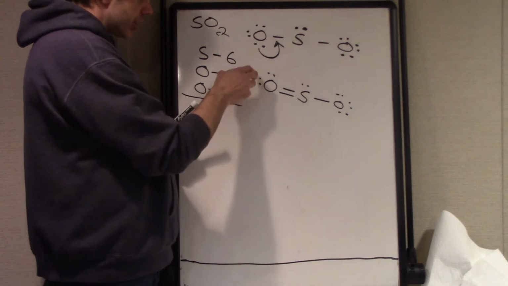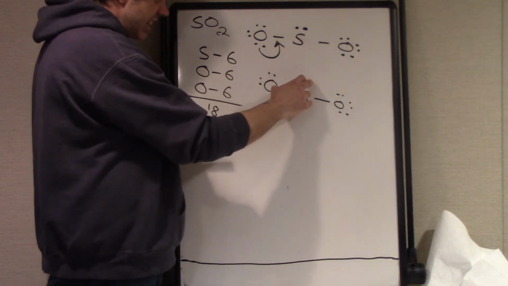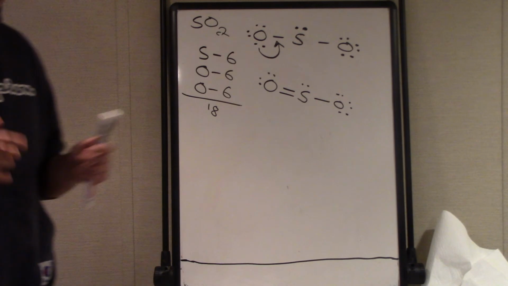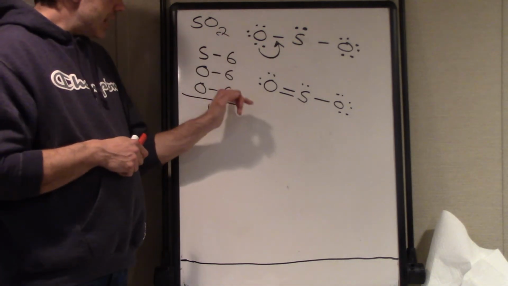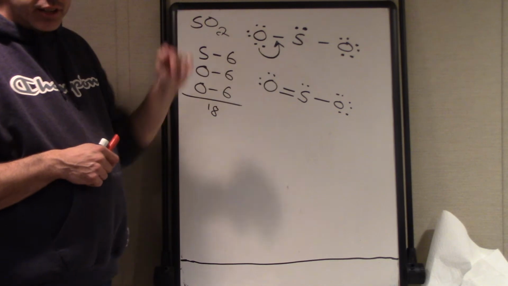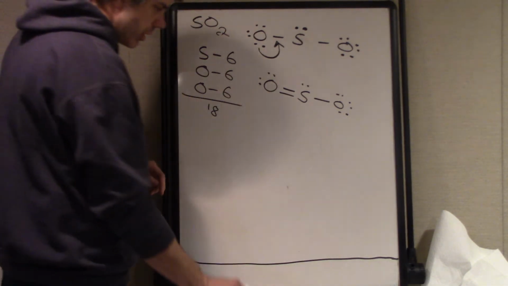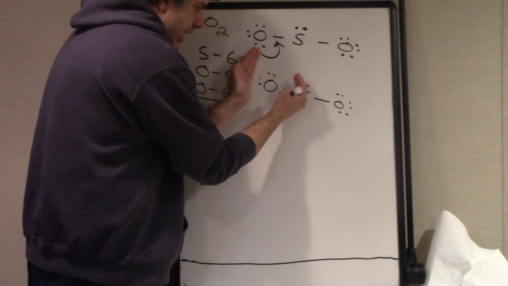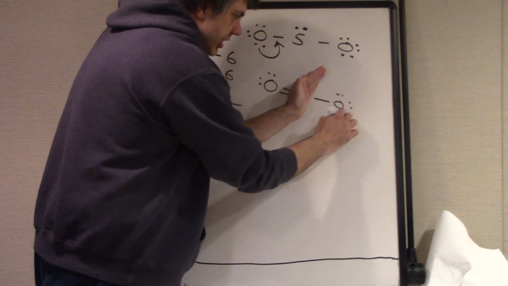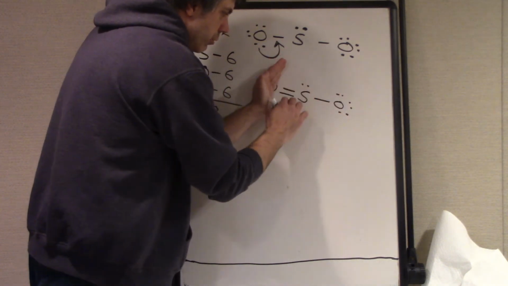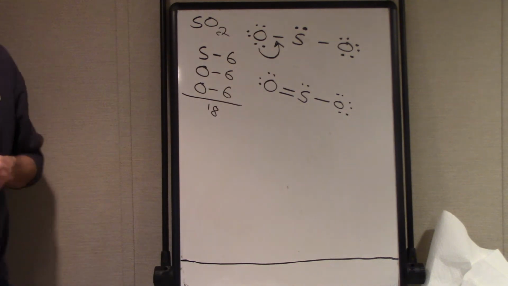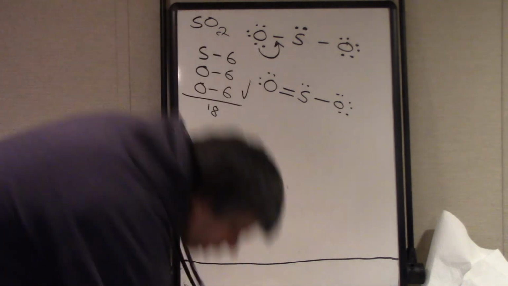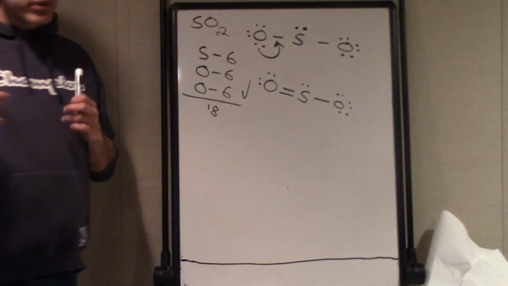18 total electrons. 2, 4, 6, 8, 10, 12, 14, 16, 18. I have 18 total electrons. That's good. Now let's check the octet rule. Remember, I was failing the octet rule on the top. Let me see if I'm following it here. This oxygen, 2, 4, 6, 8. That's good. This oxygen, 2, 4, 6, 8. That's good. The sulfur, 2, 4, 6, 8. That's good. So here is our correct structure. I have the correct total number of electrons. I'm also following the octet rule.